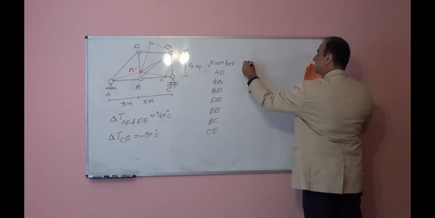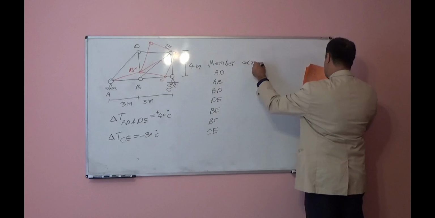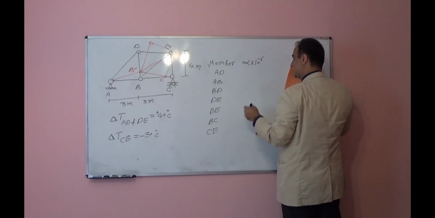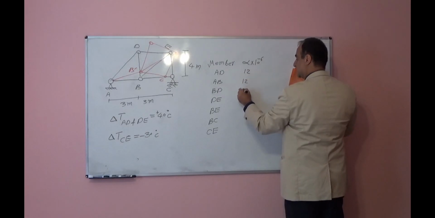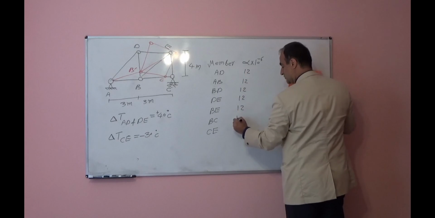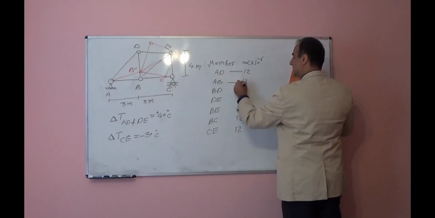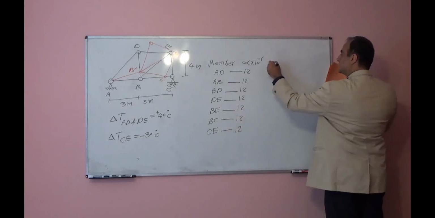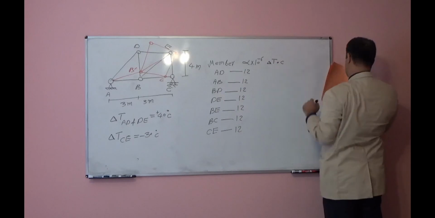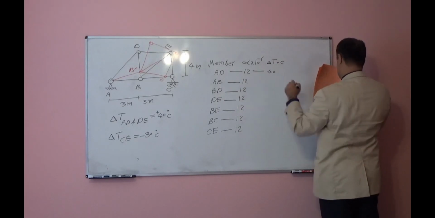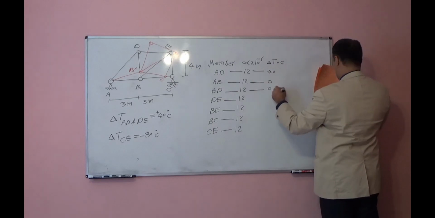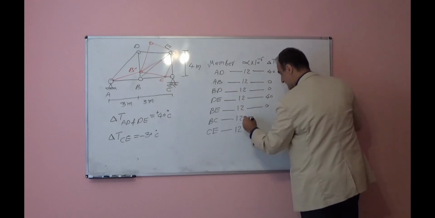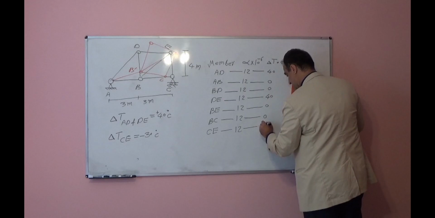Then thermal expansion coefficient times 10 to the power of negative 6. For all of them it is the same number, so 12, 12, 12, 12, 12, 12, 12. Then temperature change, degrees Celsius. Here we have 40. No temperature change, no temperature change. This is 40, 0, 0, negative 30.